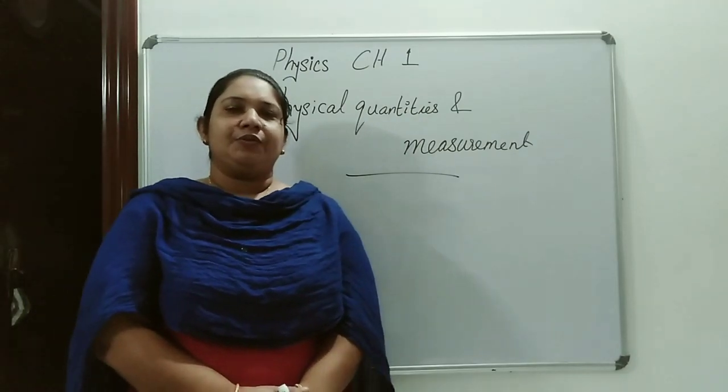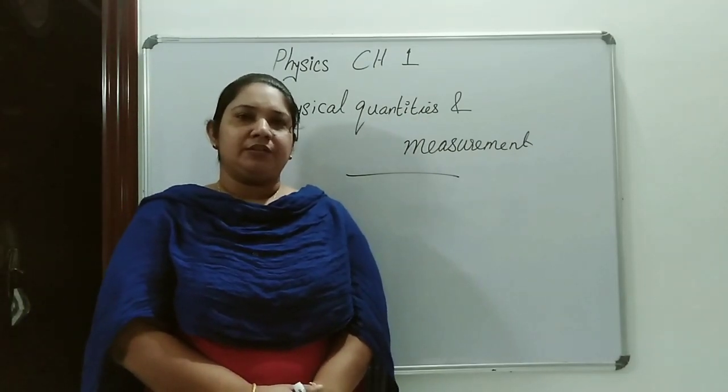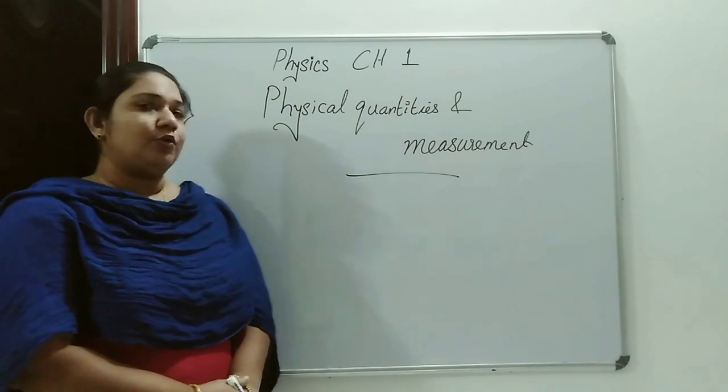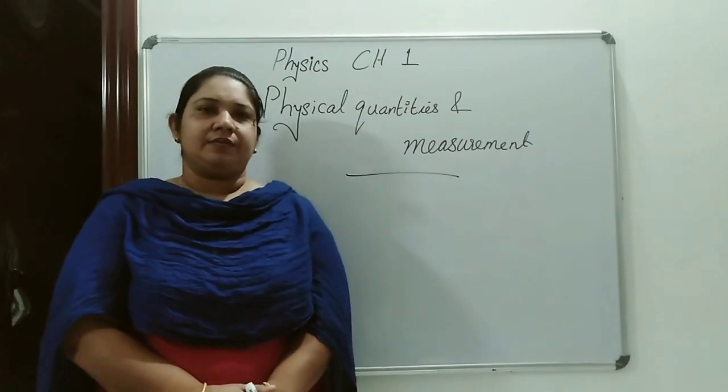Hello children, today we are going to solve the numericals of chapter 1, Physical Quantities and Measurement. Here is the first question. The length, breadth and height of a water tank are given as 5 meter, 2.5 meter and 1.25 meter respectively. Calculate the capacity of the water tank in meter cube and liter.